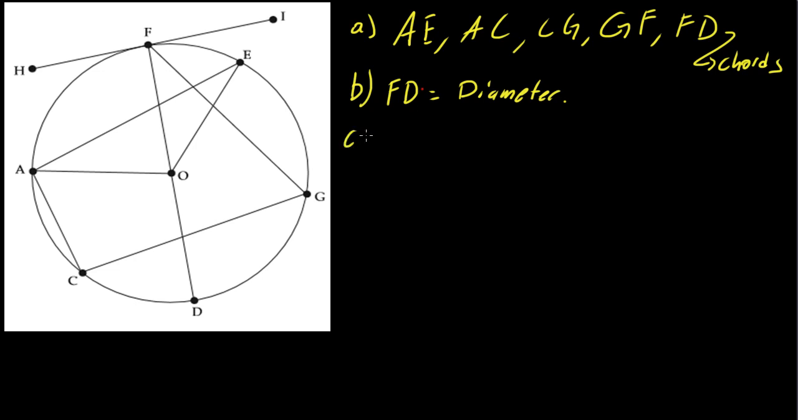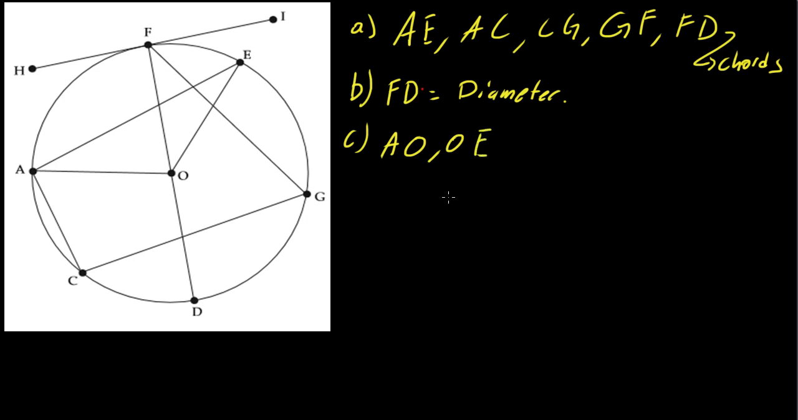Awesome. Let's get our radii. For our radii, we're looking for any sort of line, well, it's not a chord, but any line that connects the center of the circle to the circumference. The only things that we have here are AO, that's going to be one of our radii at least, and the other one is going to be OE.